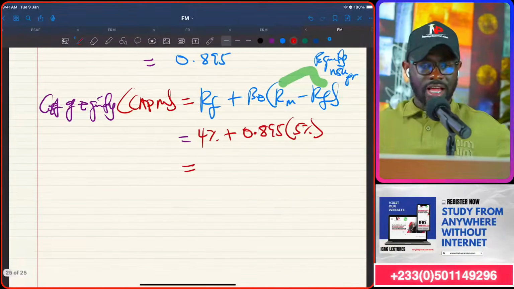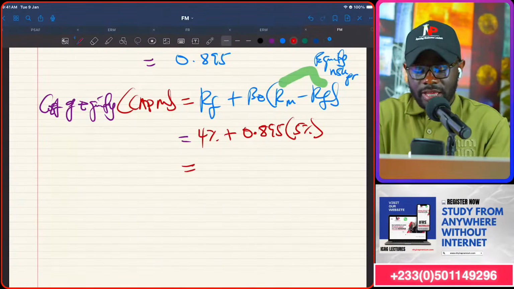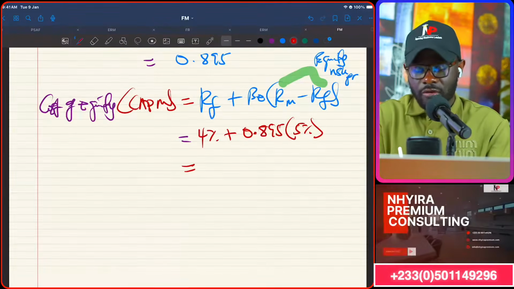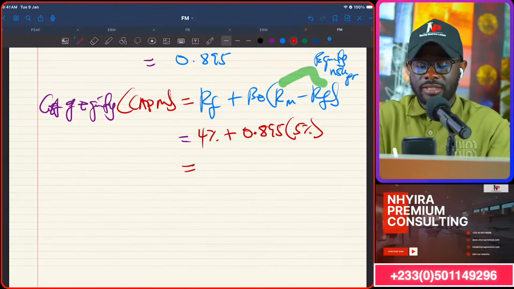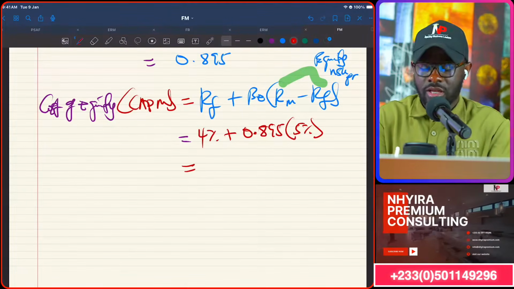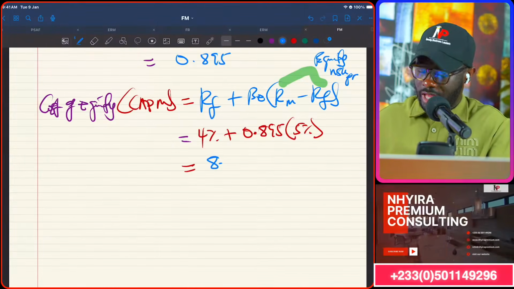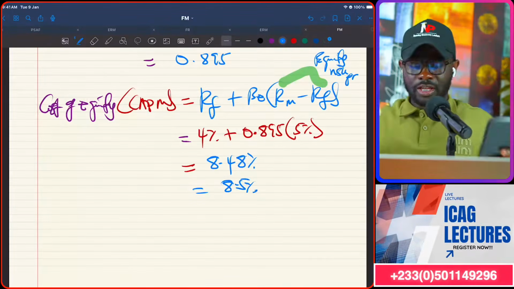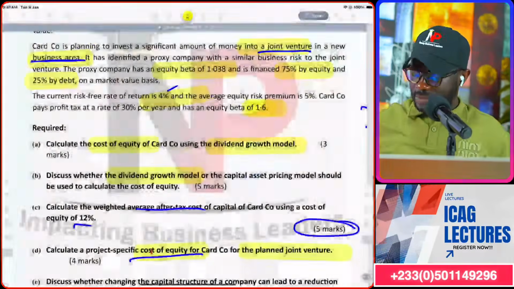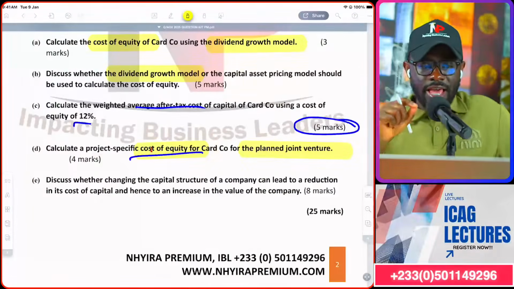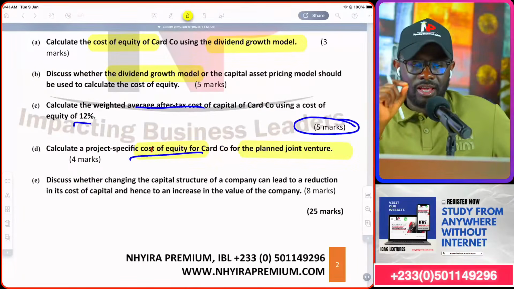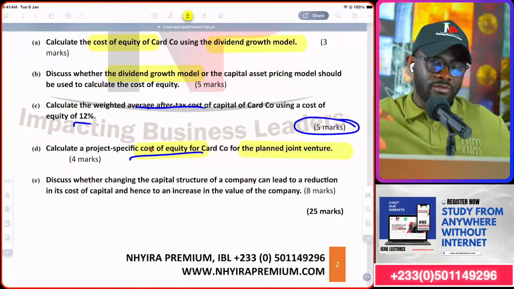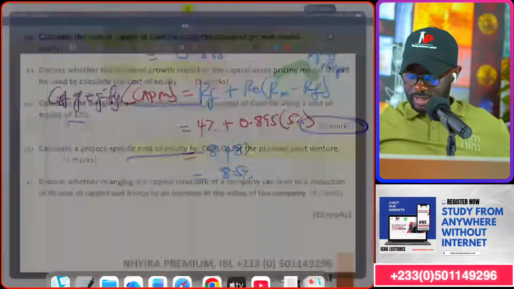So we punch that out. So 0.895 times 0.05, the results will add up to 0.04 times 100%, so that I get 8.48%. So I can say 8.5%. So this is the D aspect of the question. Calculate a project specific cost of equity of CADCO for the plan joint venture arrangement. That's the idea there.